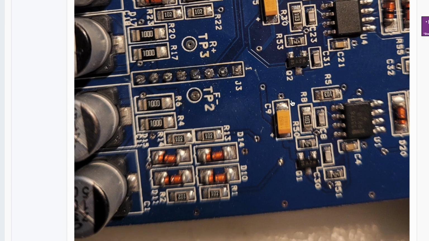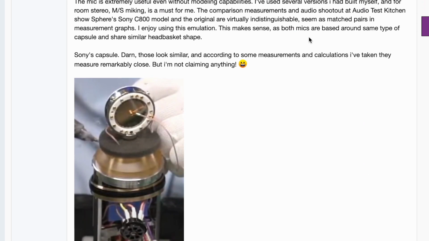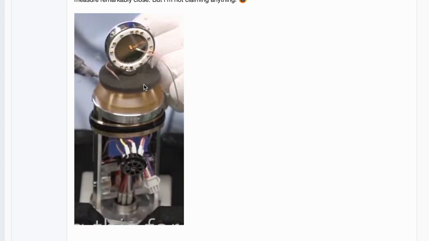Let's close on this. So what he has found, you know, is that the mic sounds really great on its own without any modeling. But comparing the audio shootout and the measurements done at Audio Test Kitchen, which were done in a very, very high-end anechoic chamber, so they should be pretty accurate. So according to the measurements at Audio Test Kitchen, the Sphere Sony C800 model and the original are virtually indistinguishable. That's an incredible claim.